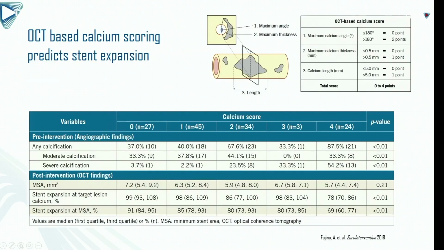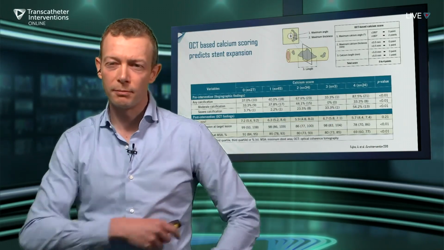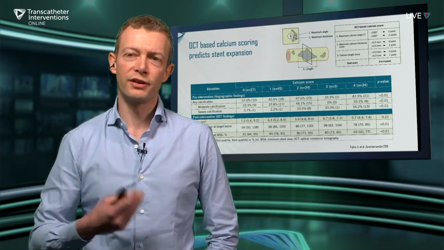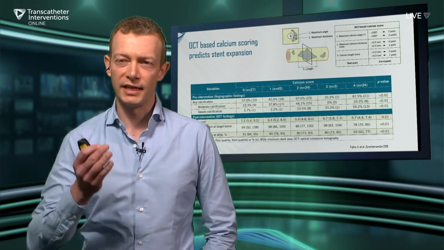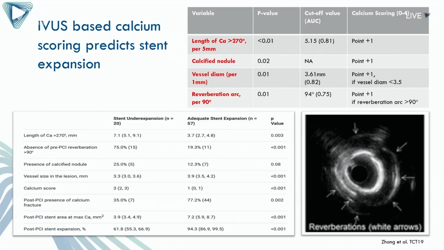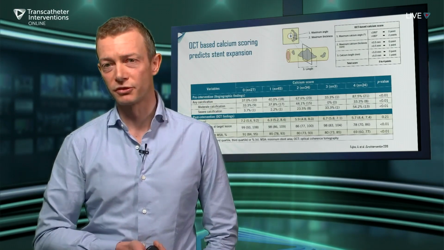The reason that scoring the amount of calcium in an invasive imaging pullback is important is shown by two studies I want to share with you. One on OCT, showing that if you classify calcium with the arc of calcium being 180 degrees or more, the thickness of the calcium, remember the cutoff, in this case 0.5 millimeters, and the length that calcium is visible along the pullback, you all earn points. The more points you get, the higher risk you have of ending up with suboptimal stent expansion.